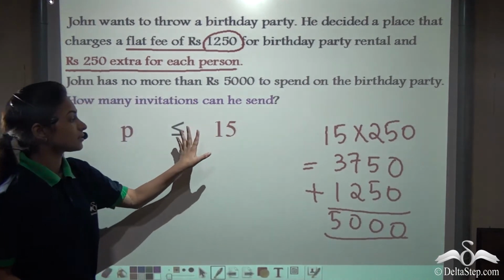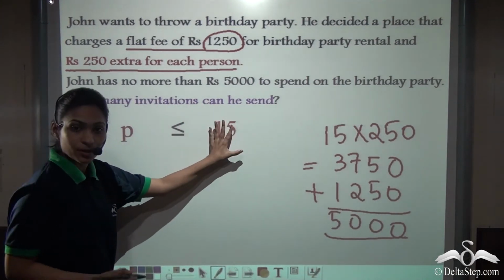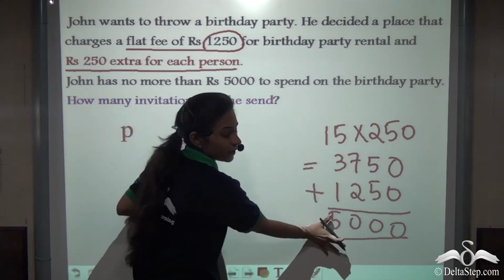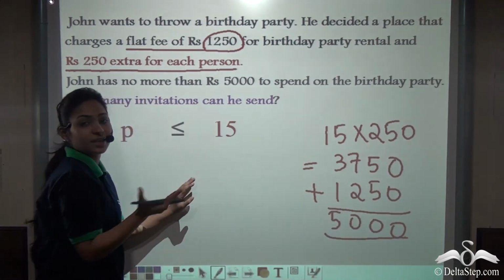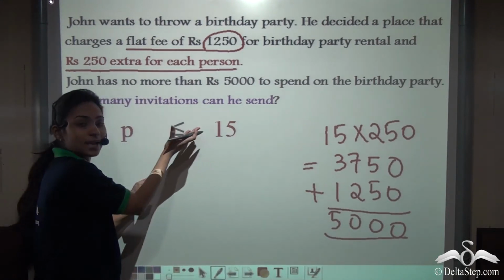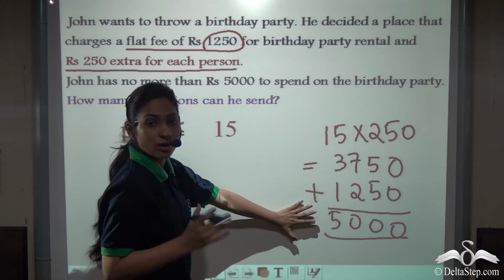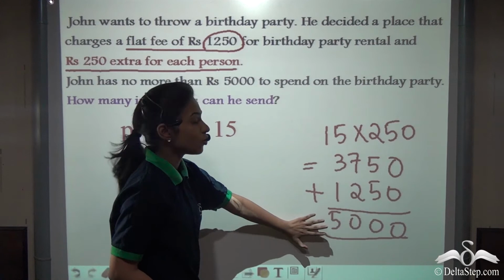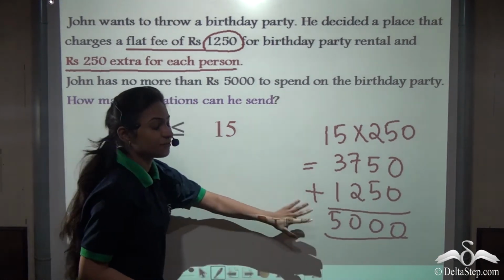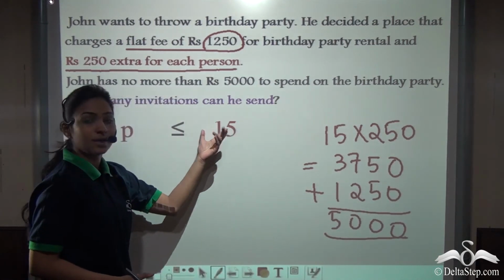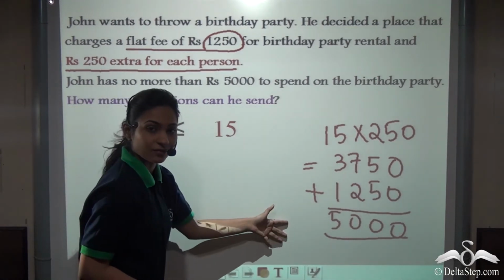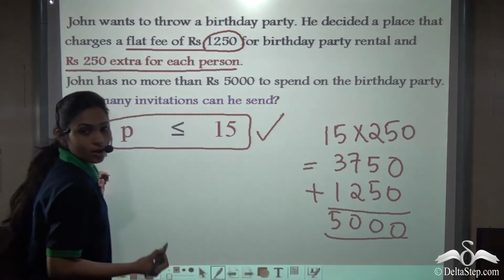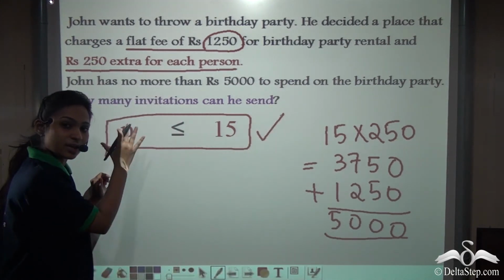So if he invites 15 persons at most, he is spending 5,000. If he is inviting, say, 14, 13 or any number less than 15, the price he has to pay for his birthday party will be less than 5,000. So inviting 15 persons costs him 5,000, and inviting any number less than this will cost him less than 5,000. So the answer we have got is correct. We justify or verify the answer like this.